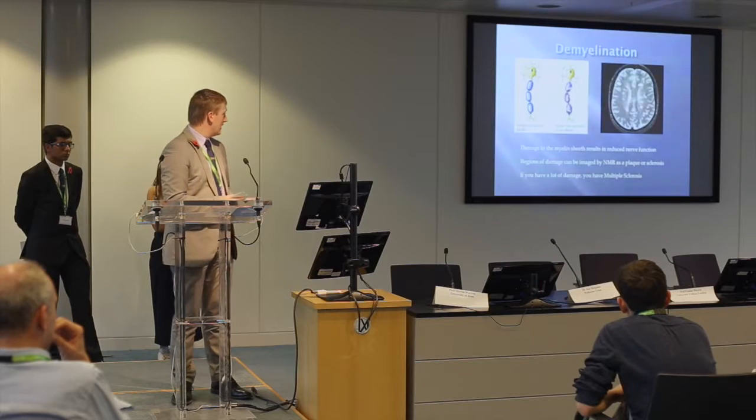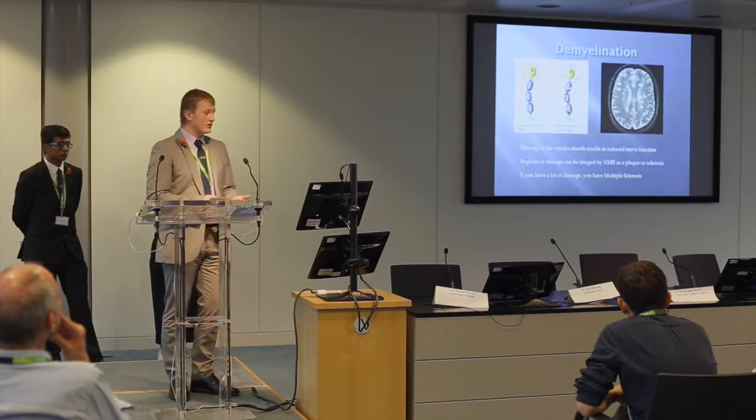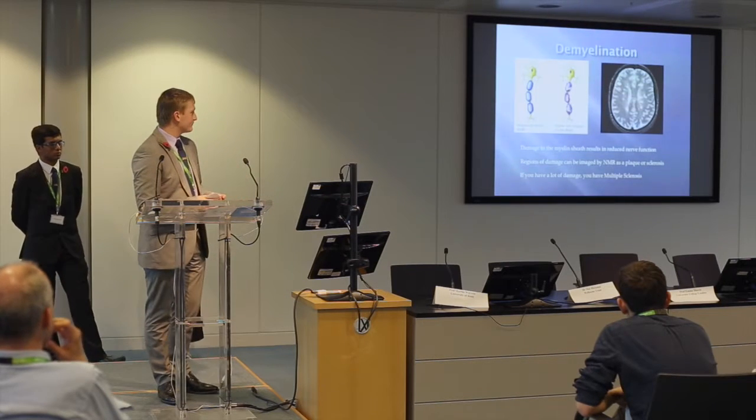The myelin sheath electrically insulates the axon, protects it from damage, and minimises the amount of energy required to transmit impulses by up to 1/2000th of the amount. On the left here you have a neuron with a healthy myelin sheath, and on the right, a neuron with a damaged myelin sheath. Damage to the myelin sheath can result in reduced nerve function.